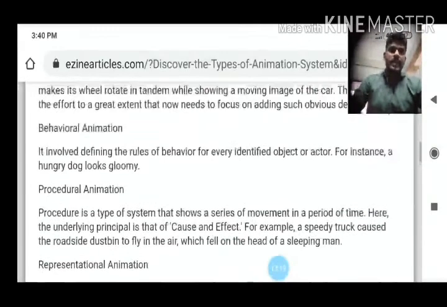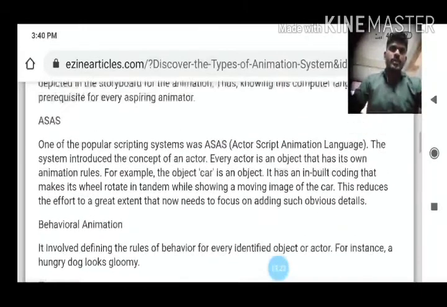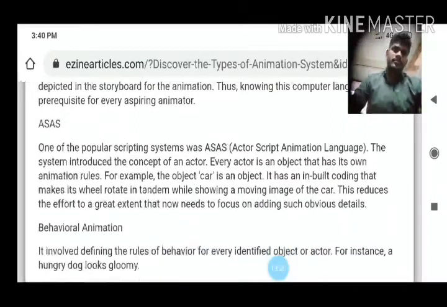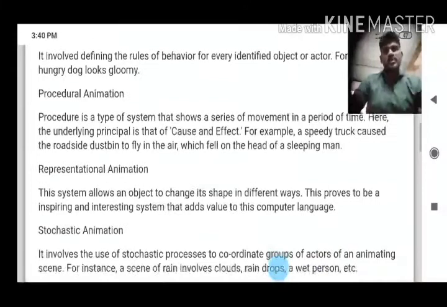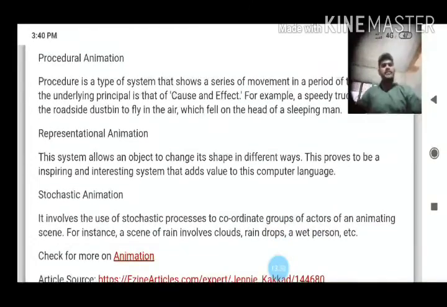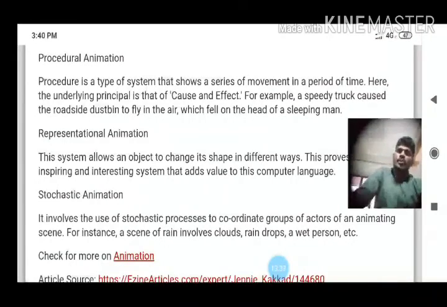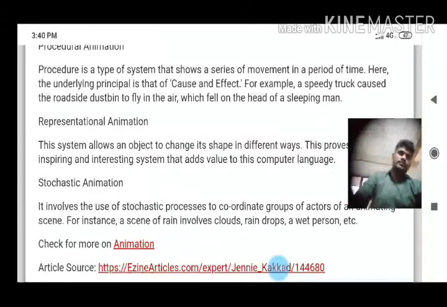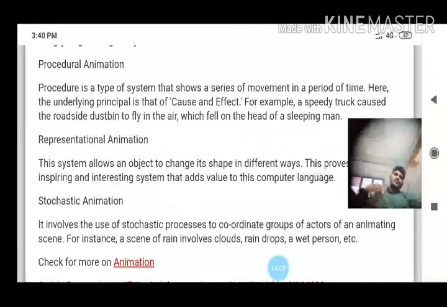Procedural animation, the third type of animation system. First one is ASAS, called the scripting system. Second one is the behavioral animation. Based on the rule, behavior will be there. And the third one is the procedural animation. What is the procedural animation? It is a type of system that shows a series of movements in a period of time. Here the underlying principle is cause and effect. For example, a speedy truck caused the roadside dustbin to fly in the air, which fell on the head of a sleeping man. This is a cause and effect. Procedural animation is nothing but a series of movements in a period of time.